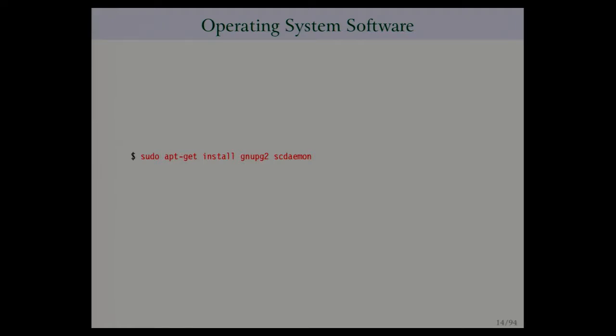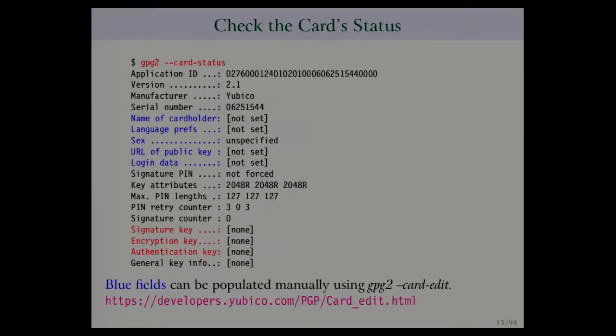And you also have to install something called SCDaemon, which is basically the smart card daemon for Linux, which allows OpenPGP or GNU-PG2 to access cryptographic hardware. That's what the SC stands for, smart card. I'm sorry, smart card daemon. Once you do that, you can actually run GPG2 and ask for the card status. And effectively, there it is. It's actually showing us the literal YubiKey information that it's pulling out of the little card, but it's so small that you probably can't see it.